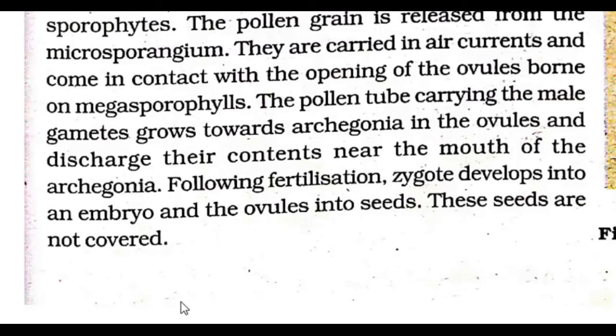Next we discussed heterospory: 2 types of spores, microspores and megaspores. Microspores develop in the microsporangium and megaspores develop in the megasporangium. The male gametophyte, highly reduced, is known as pollen grain, and the female gamete is the egg. Both fuse in fertilization, resulting in a diploid zygote, and the zygote develops into an embryo, and then ovules develop into seeds. But the seeds are not covered. So this is related to gymnosperms.